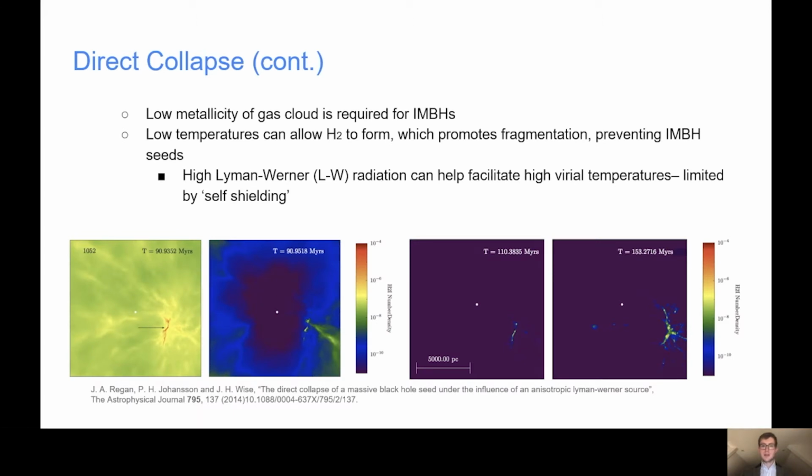Similarly, if the metallicity of the gas cloud is too high, or the gas cools to a point where H2 molecules begin to form, then fracturing will occur, preventing black hole seeds. Cooling can be prevented by the presence of a high background radiation or the existence of a local radiation source, such as a star. The simulations from a 2014 paper shown in the figure below show the density of H2 gas decreasing rapidly under Lyman-Werner or ultraviolet radiation. This process can be diminished if the gas cloud is optically dense and hydrogen associates into H2 within this region, which is called self-shielding.